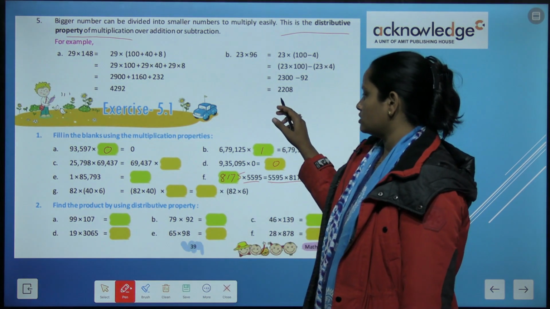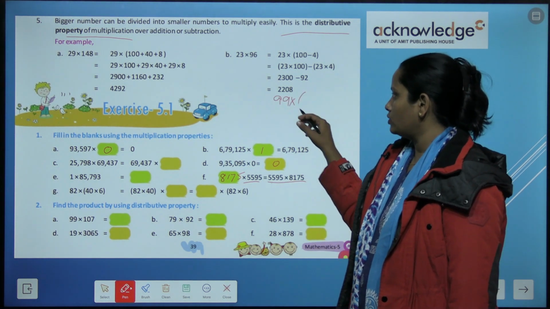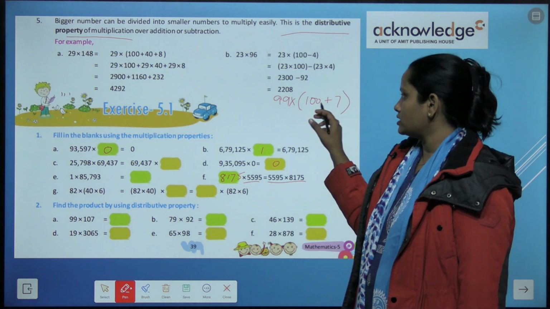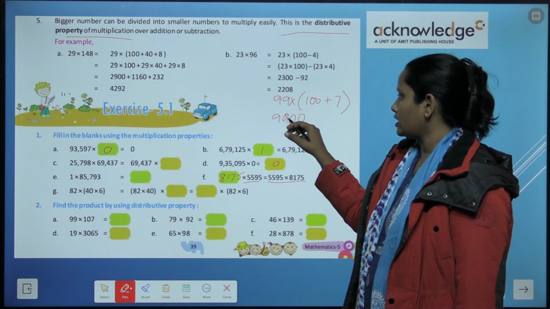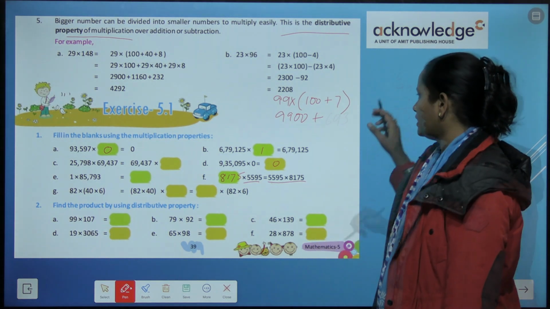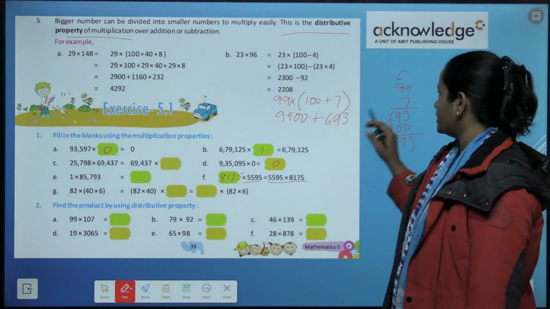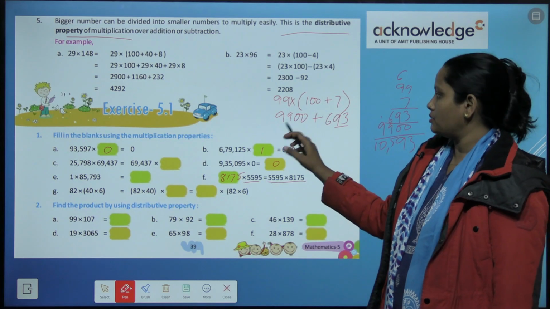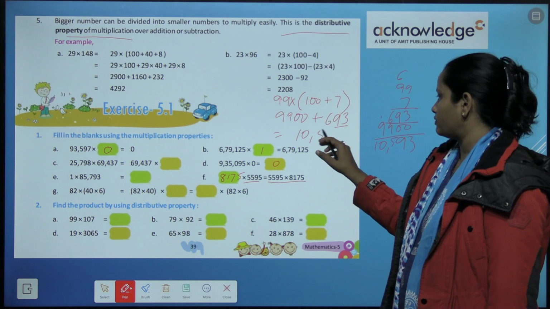So let's do it here. So 99 multiplied by 100 plus 7. So 99 को 100 से मल्टीप्लाई किया तो बन गया ये 9900 प्लस अब 7 से 99 को हम मल्टीप्लाई कर देते हैं. So children, जब हमने 99 से 7 को मल्टीप्लाई किया, we get this answer. अब जब हम इन दोनों को ऐड करते हैं, we get the answer 10,593.